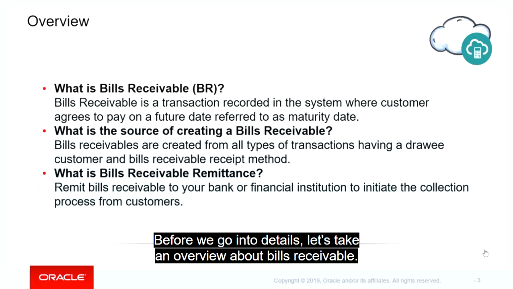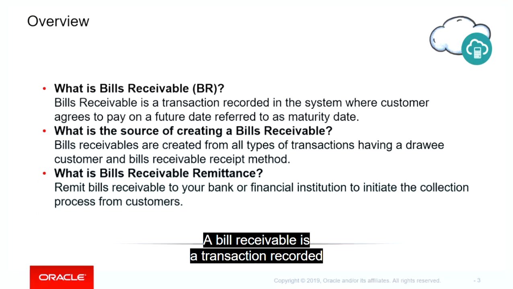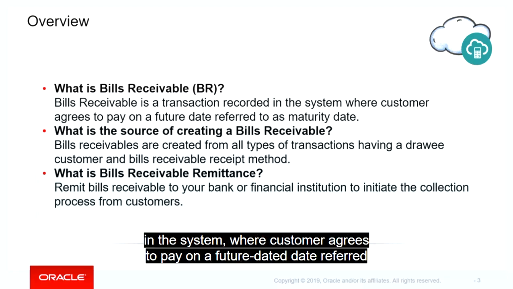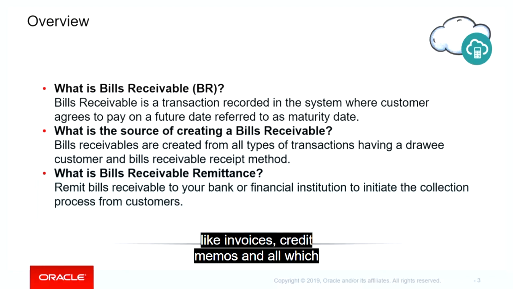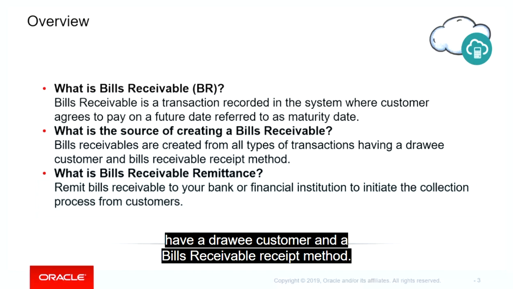Before we go into details, let's take an overview of bills receivable. A bills receivable is a transaction recorded in the system where the customer agrees to pay on a future date, referred to as the maturity date. A bills receivable can be created from various types of transactions like invoices and credit memos, which have a drawee customer and a bills receivable receipt method.